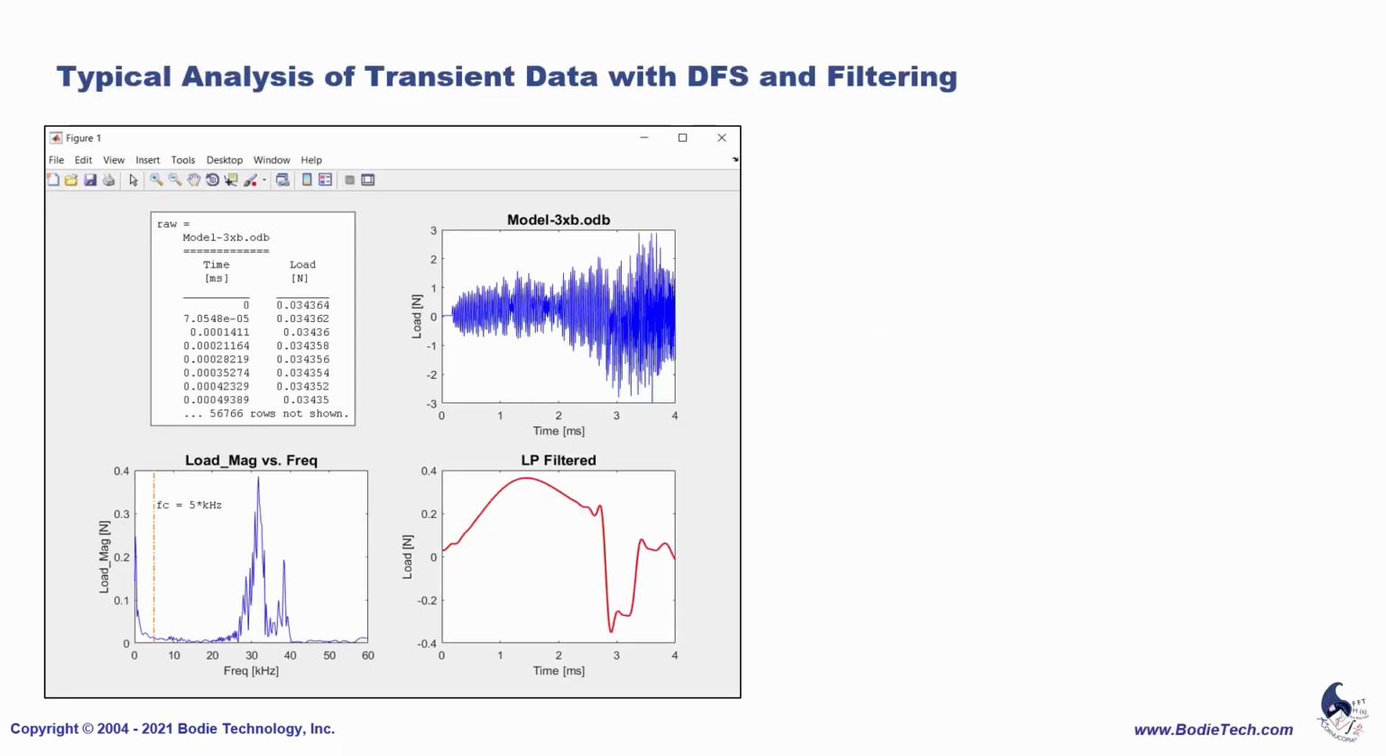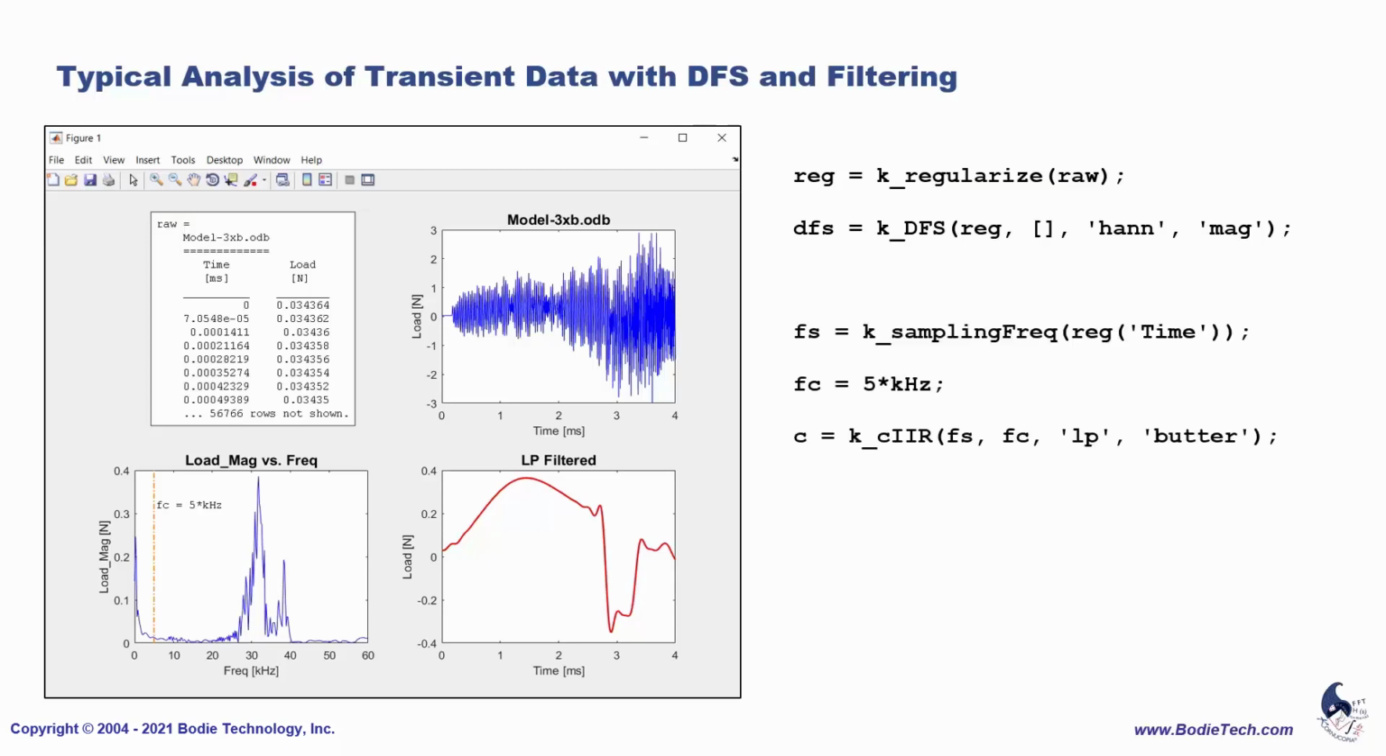Here's a typical analysis of transient data in Kornucopia, where we're utilizing both a discrete Fourier series and applying filtering. Depicted is a figure window showing not only the input data, but the various important plots of the calculation. First, the data would have been regularized, and then the discrete Fourier series was computed with the function shown here. Then these three commands would compute the sample rate, define the cutoff frequency, and compute the filter coefficients. And lastly, the filter would be applied to the data, where the last command adds an additional description, which is shown as the title on the plot.